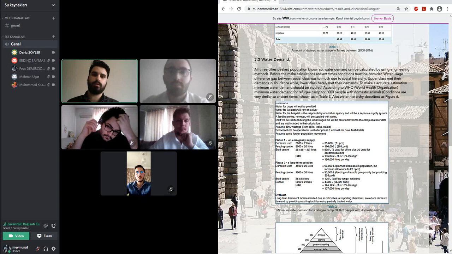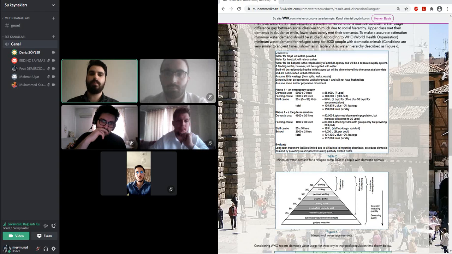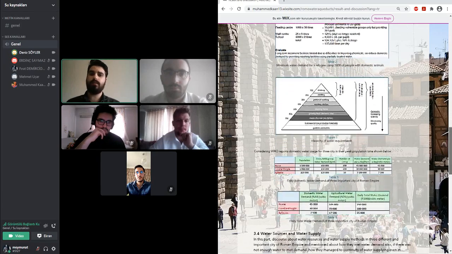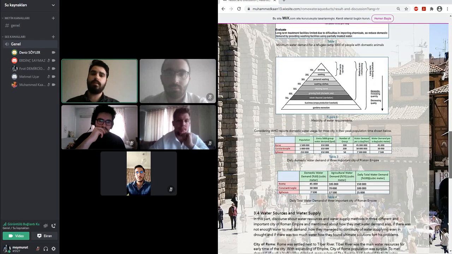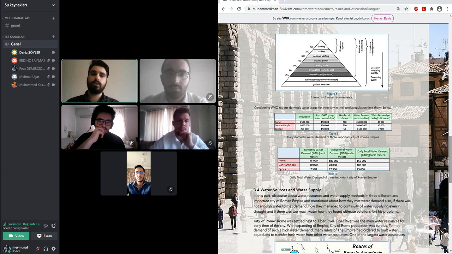Look at Table 2. The minimum water demand for a refugee camp of 5,000 people with domestic animals, and we can see the calculations. In Figure 6, we can see the hierarchy of water requirement like this. In Table 3, considering the WHO report, domestic water usage for 3 years at peak population time is shown like this.